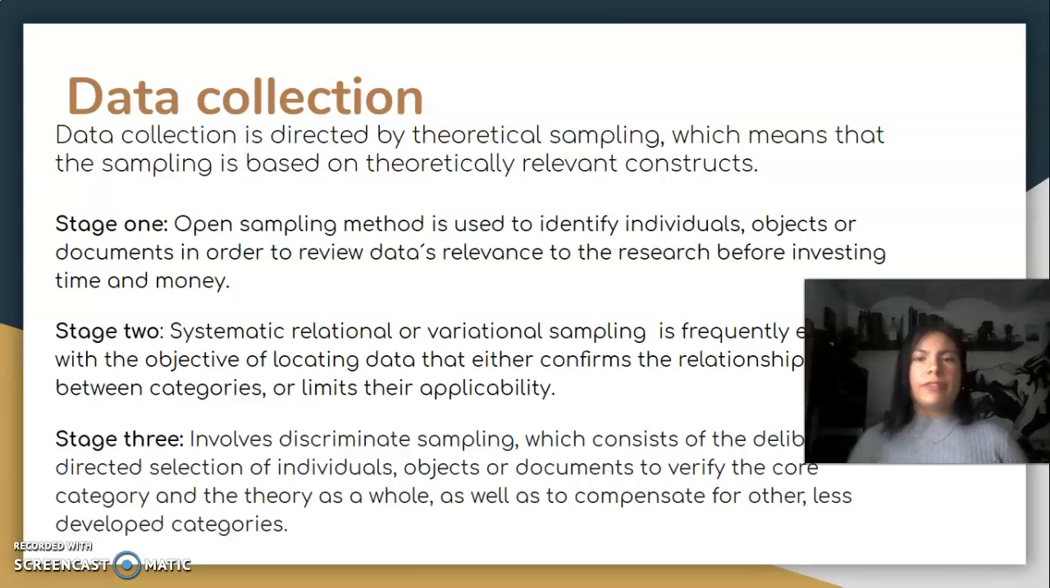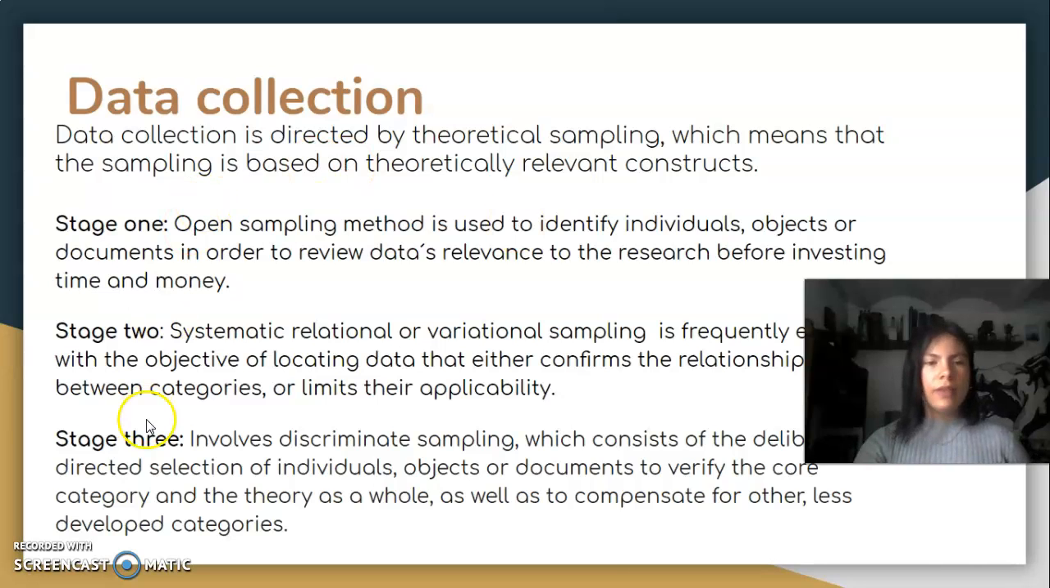Here we have three stages. Stage one is open sampling, where individuals, objects, or documents are identified to review the data relevance. In stage two, variational sampling is often employed to find data that helps to confirm the relationship between categories or if it limits their applicability. In the last stage, stage three, it involves the discrimination of samples to verify the core category and also the theory.